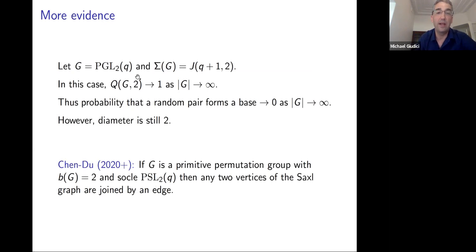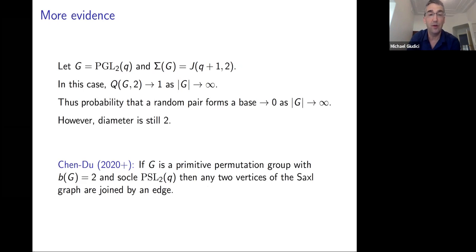Okay, so this is just the action of PGL2Q where your point stabilizer is a dihedral group of order 2 times Q plus 1. But they then look at all the primitive actions. And when you have a base of size 2, they're able to show that the conjecture does hold.